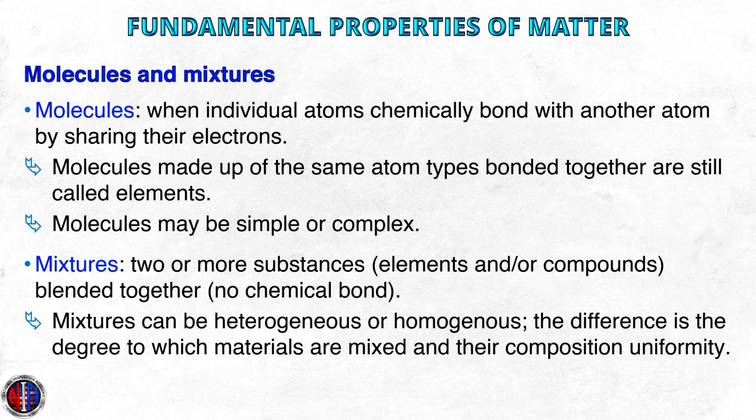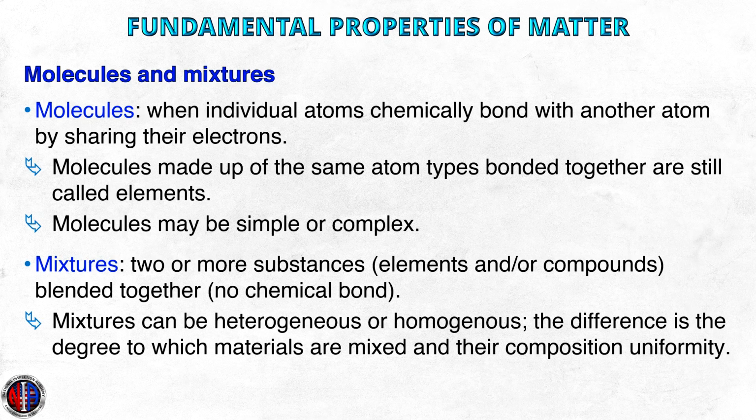Molecules and mixtures. Nature and human intervention both have the ability to combine or mix atoms to realize the abundance of matter. If individual atoms chemically bond with another atom by sharing their electrons, it is called a molecule. Molecules made up of the same atom types bonded together are still called elements. Molecules may be simple or complex. The combination and mixture of atoms and molecules can produce countless different materials.